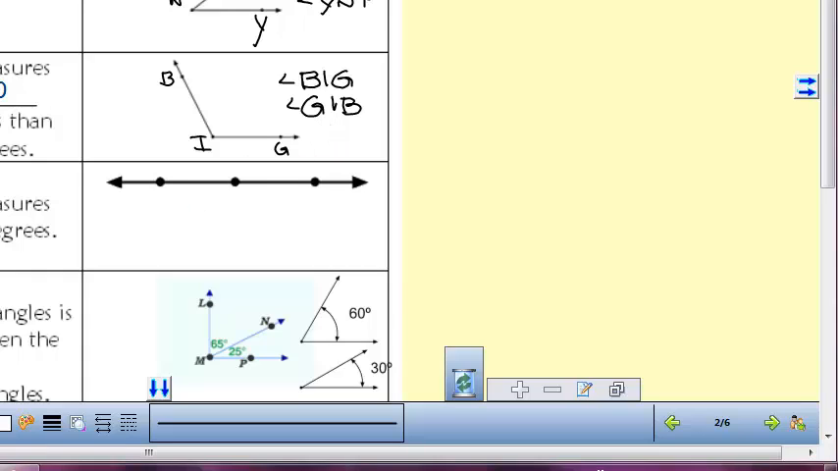The straight angle is an angle that measures exactly 180 degrees. This looks like a line. So let's just call it, how about LNE? So angle LNE for line, or angle ENL would work too.